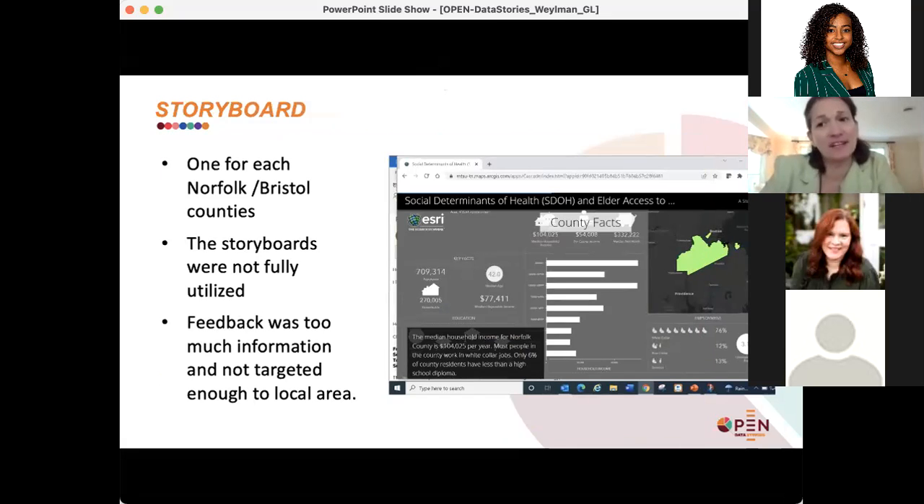So if you have any questions about the Z-scores and comparability, I will take the questions, but I will have to have someone else get back to you about them because I wasn't the one who did that. I'm the programmatic person. So I wanted to just talk a little bit about the tool. This is the storyboard. So there was a storyboard for each Norfolk and Bristol County, which I work in Southern Norfolk County, so it's not the whole of Norfolk County.